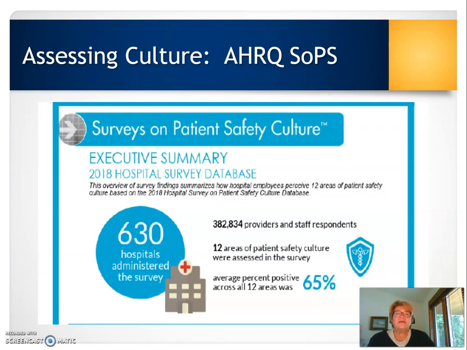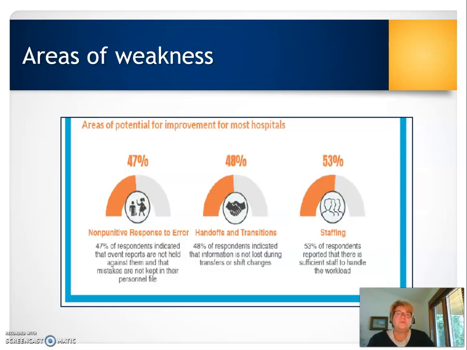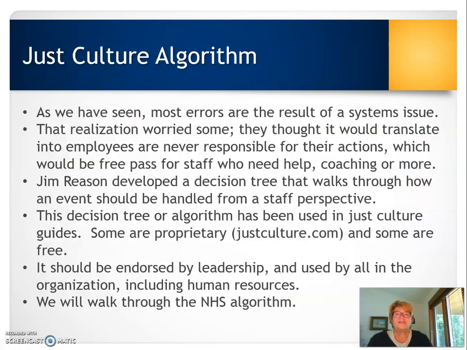There's a culture survey, and I won't go over this in detail, except to say that even in the areas of strength, like teamwork, that still means 18% of healthcare workers who responded here think maybe there's an issue. And areas of improvement are pretty consistent in most hospitals: non-punitive response to error. Even if you feel you have a non-punitive environment, often those on the front line will feel it's punitive because they're talking about their mistakes and worry. Handoffs, transitions, and then staffing. These are pretty consistent in most organizations.